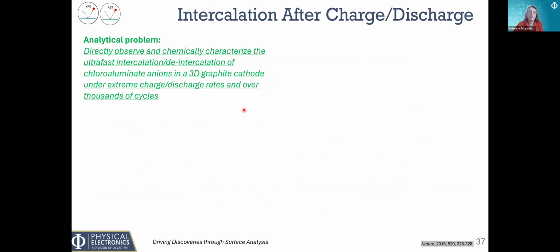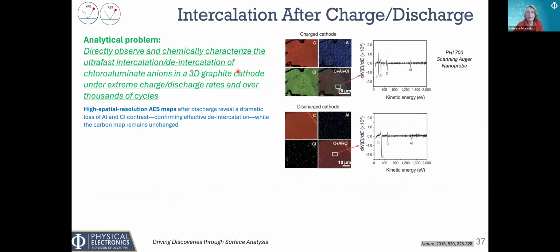The second example is a combination of both XPS and Auger to try to understand intercalation during charge and discharge for the battery on the graphite cathode. So we're following intercalation of chloroaluminate ions. We have a charged cathode and a discharged cathode, and we have Auger maps. So we have carbon, aluminum and chlorine maps for the charged cathode, and the same for the discharged. Which clearly shows how effective the intercalation is.